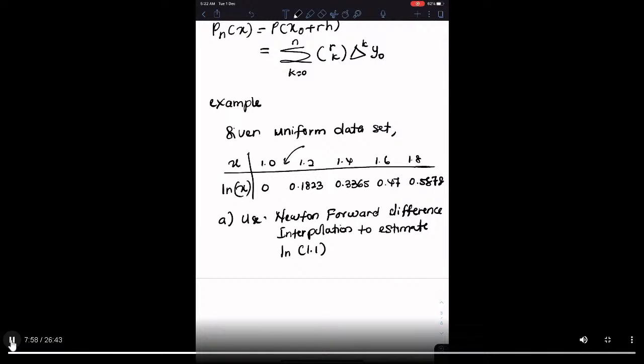Since 1.1 is near to 1.0, where is 1.1? It is between 1.0 and 1.2. So you can use Newton forward. I stop here.